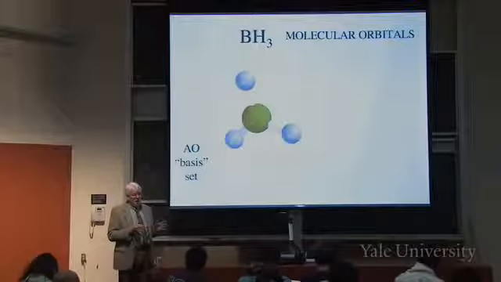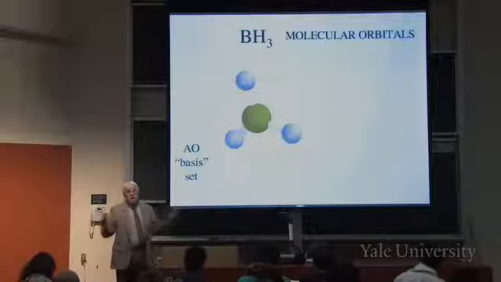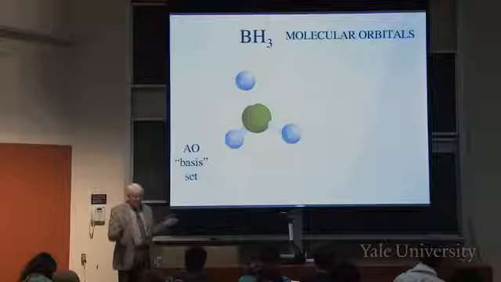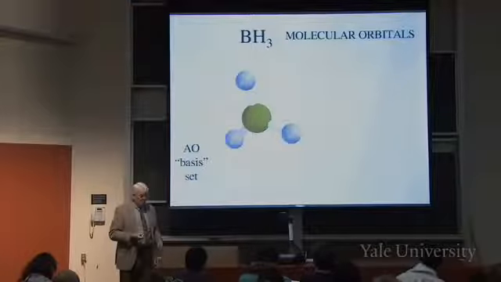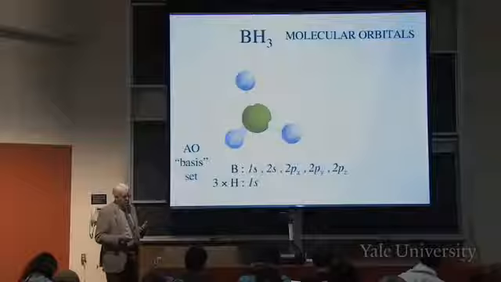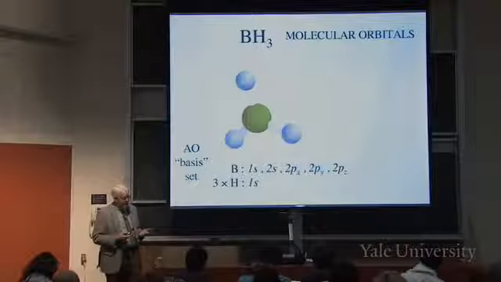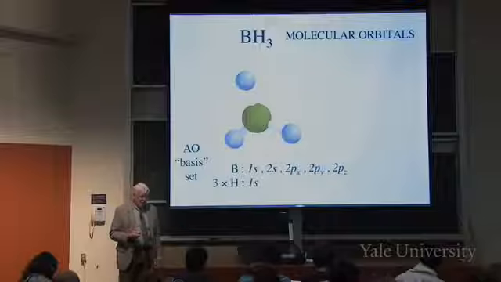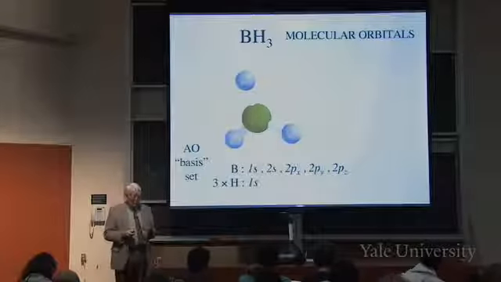And which atomic orbitals will we use? The best would be if we used every atomic orbital. Then we could get perfect flexibility, but the calculation would take too long. So we use just a minimal number of atomic orbitals, namely the 1s orbital on boron, and also the valence orbitals, 2s, 2px, 2py, 2pz, and also the 1s orbitals of hydrogen. So there are 1, 2, 3, 4, 5, 6, 7, 8.